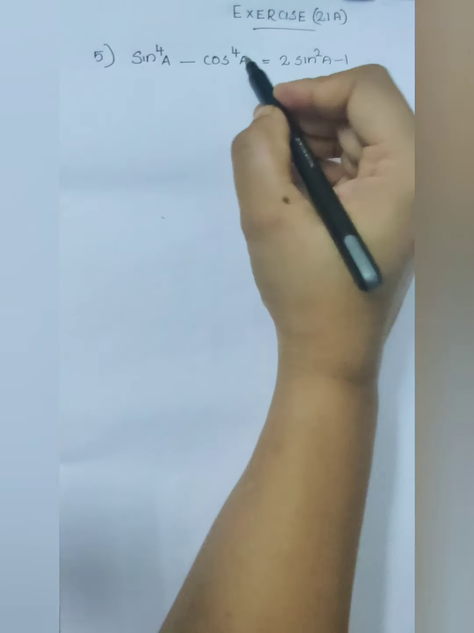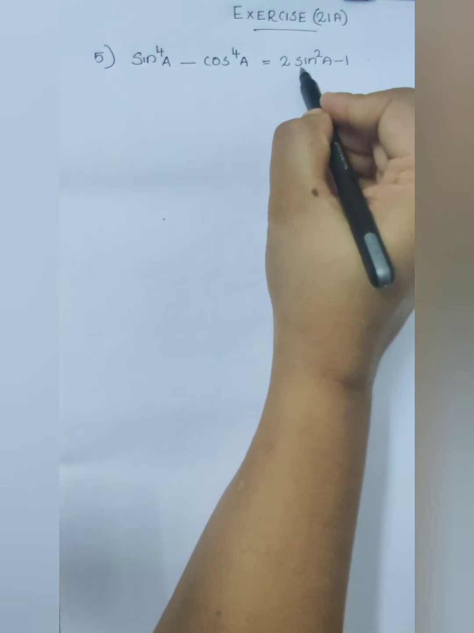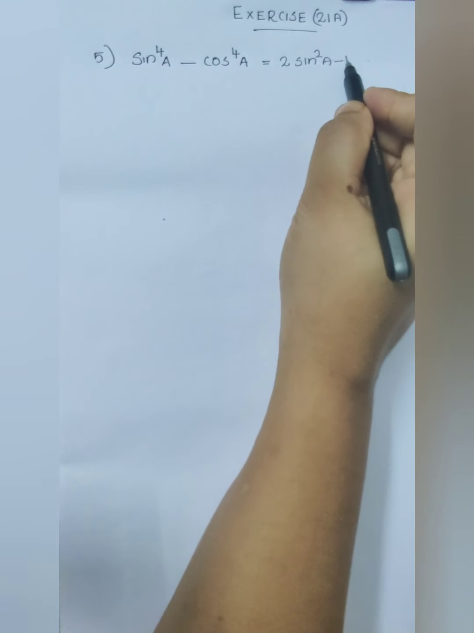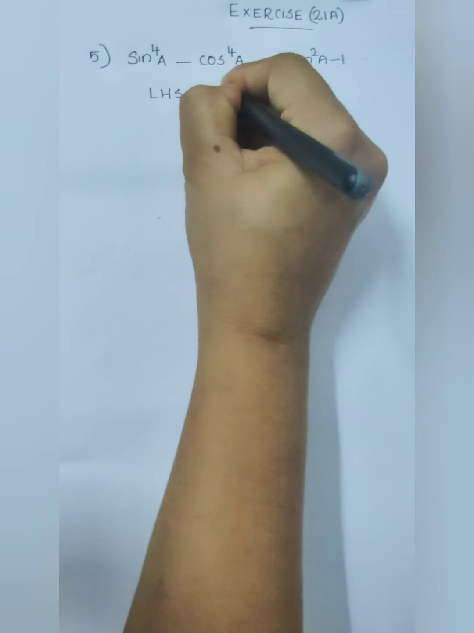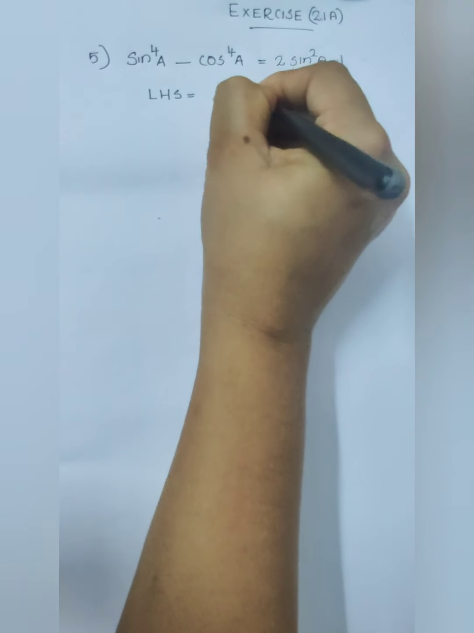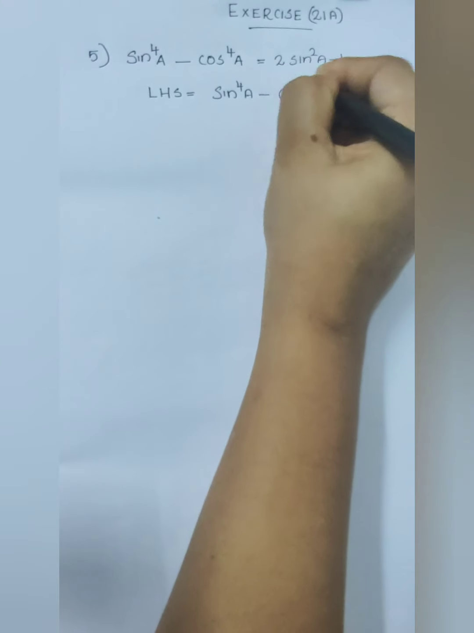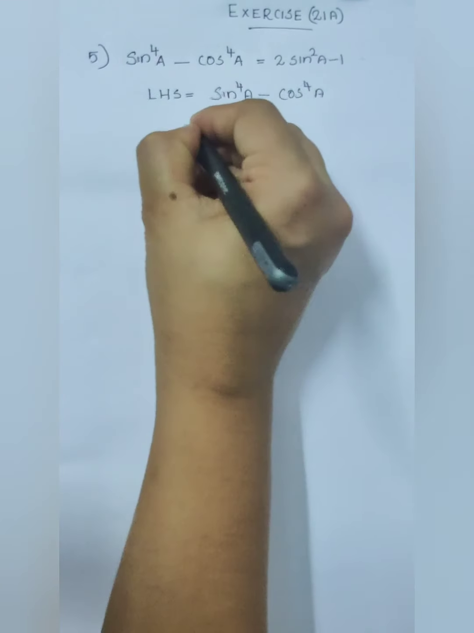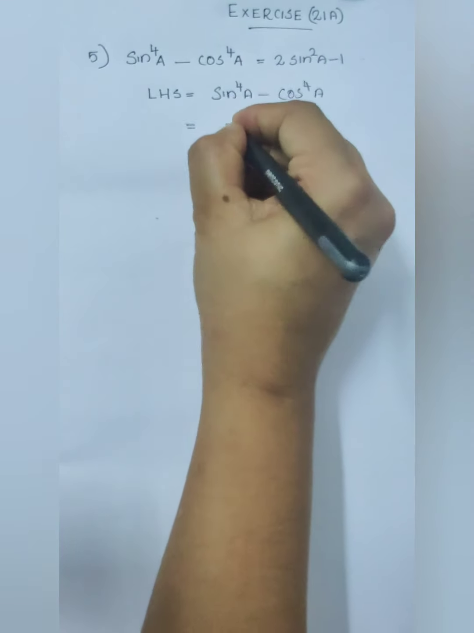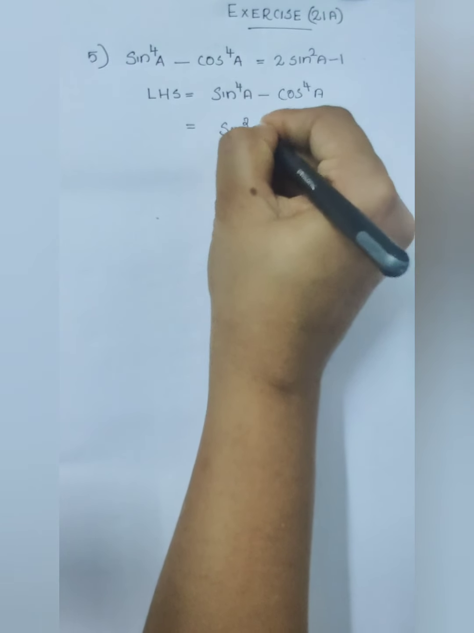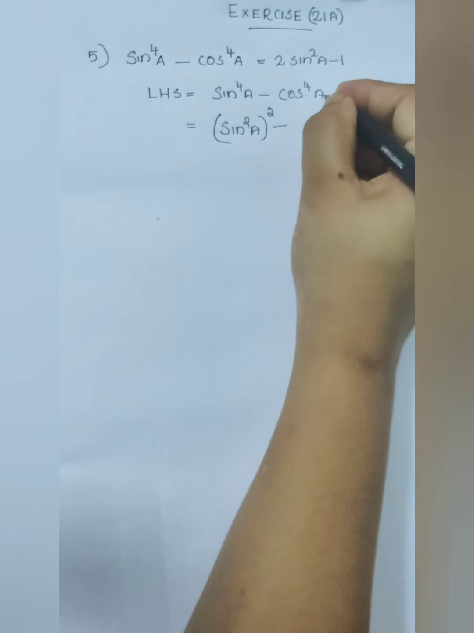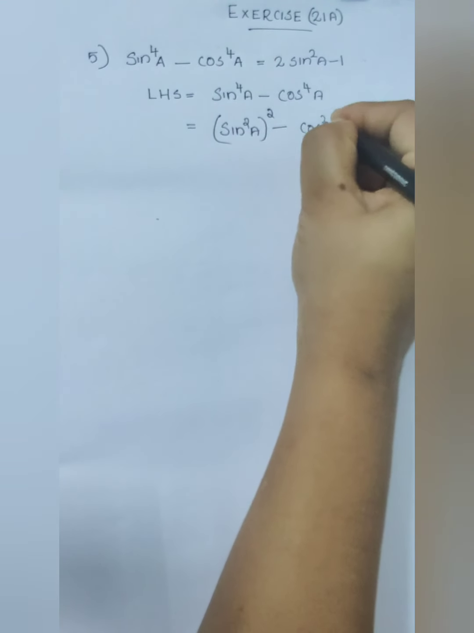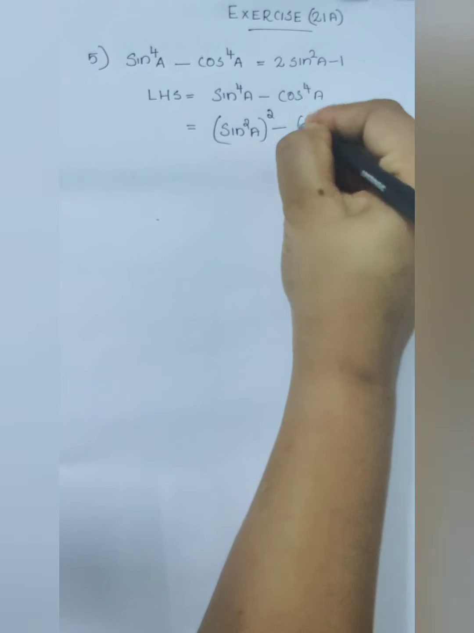Question number 5. Sin raised to 4a minus cos raised to 4a equal to 2 sin square a minus 1. That is what we have to prove. So we have the LHS equal to sine raised to 4a minus cos raised to 4a. We can write sine raised to 4a as sine square a whole square minus cos raised to 4a as cos square a whole square.